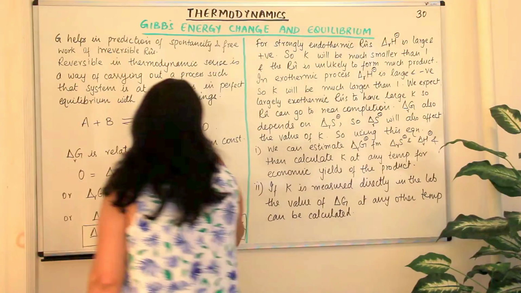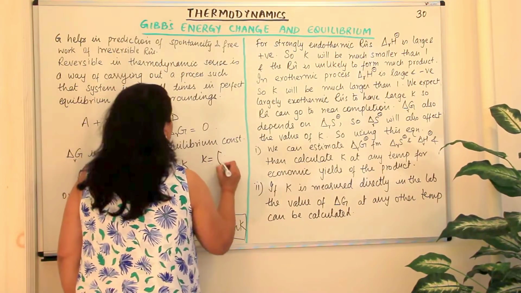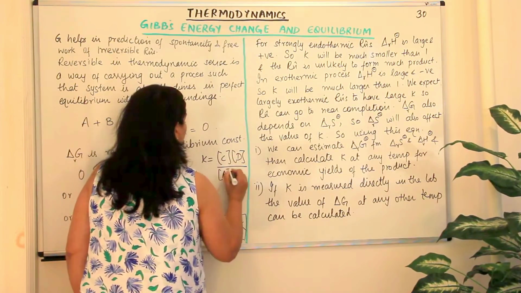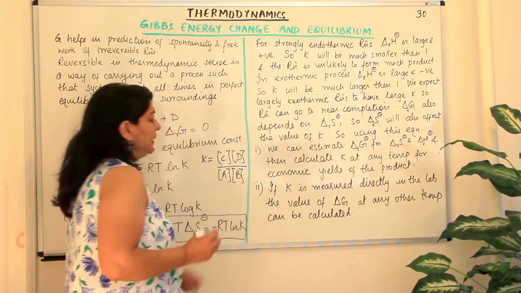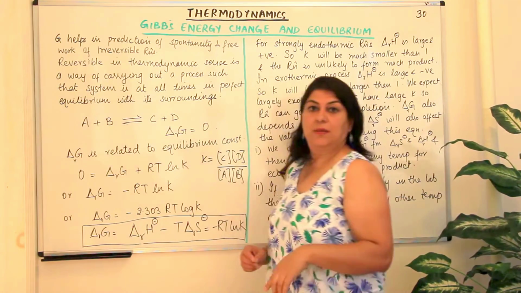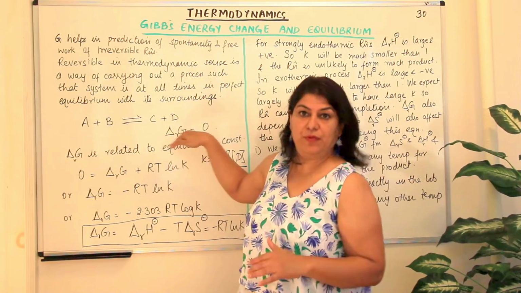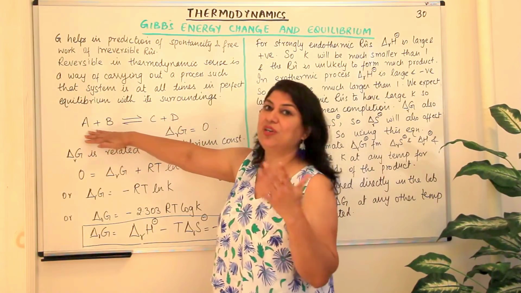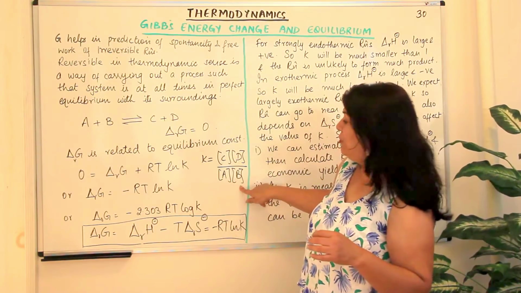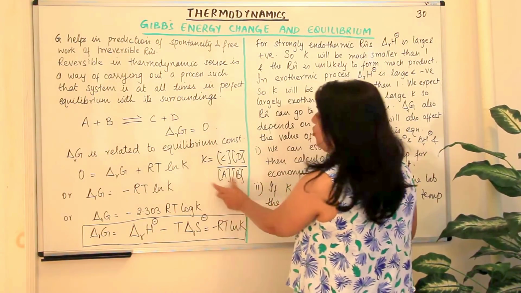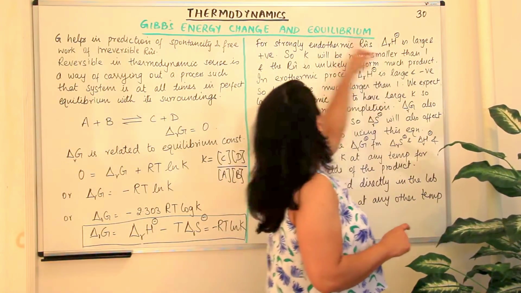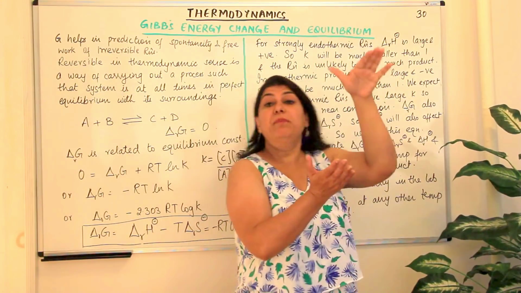You know, K, let me just write here, K is equal to the concentration of C into the concentration of D upon the concentration of A into the concentration of B, right? So when you have a reaction that is favoring the reactants, now this reaction, if it is endothermic in the forward direction, it means it is not favorable in the forward direction. So the concentration of A and B would be more. Since it is highly endothermic, delta rH° would be large and positive, and therefore K would be much smaller than 1.